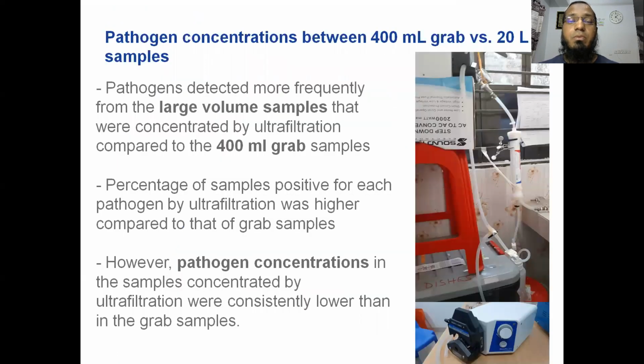When we compare the two different sample volumes, pathogen detection was more frequent in the large volume sample compared to 400 gram. The percentage of samples with positive pathogens was also higher in ultrafiltration samples compared to grab samples. But the pathogen concentration was reduced by the ultrafiltration method, while it increased in the grab samples.